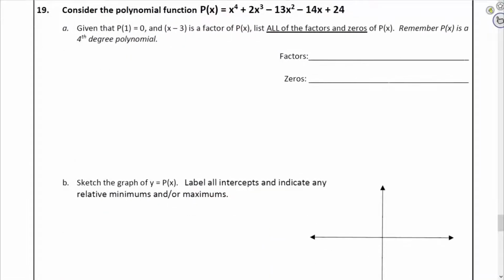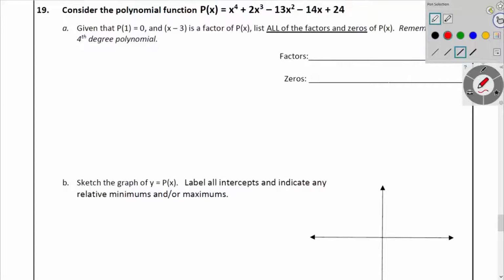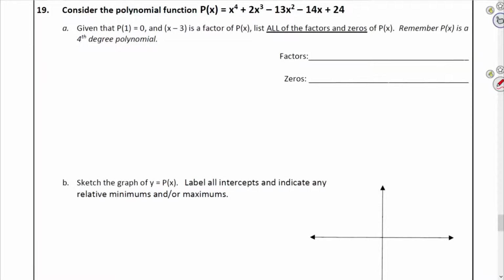Number 19, consider the polynomial function p of x is that. Given that p of 1 is 0 and x minus 3 is a factor of p of x, list all the factors and zeros of p of x, and remember that p of x is a fourth degree polynomial. Well, I don't think I can do any factor by grouping here. So my first approach is to try synthetic division, to divide this down where it's more manageable. And they give us 2 of the factors to help us get it down there.